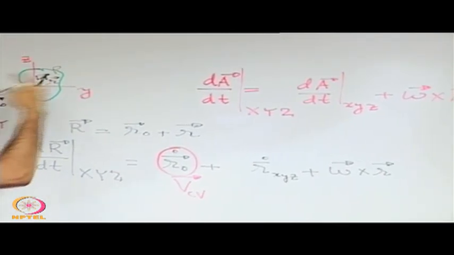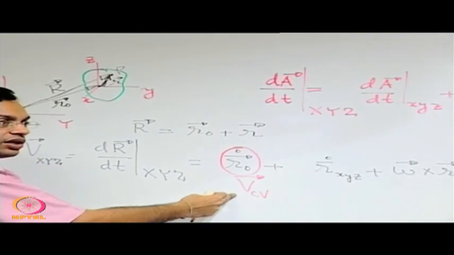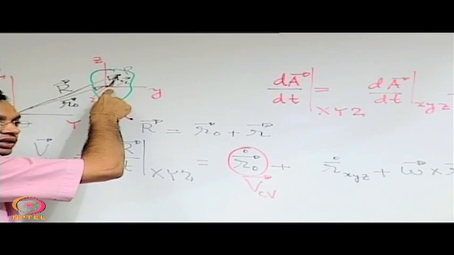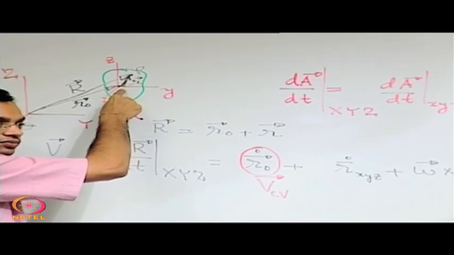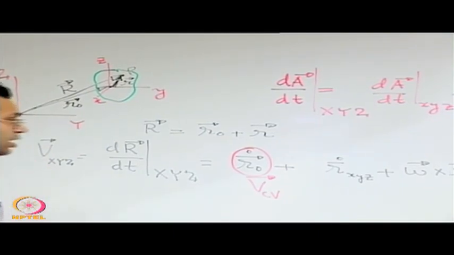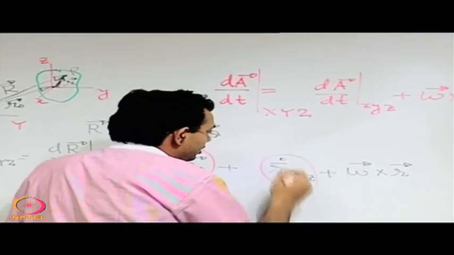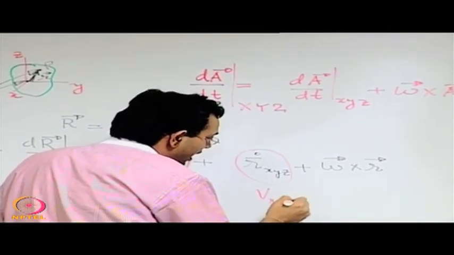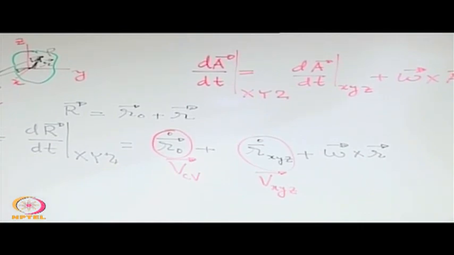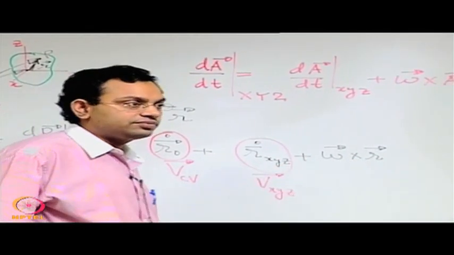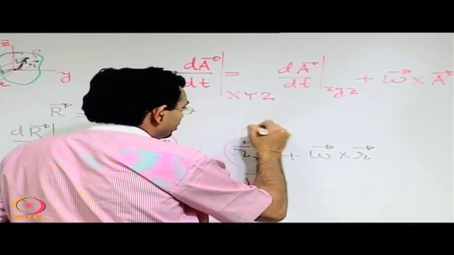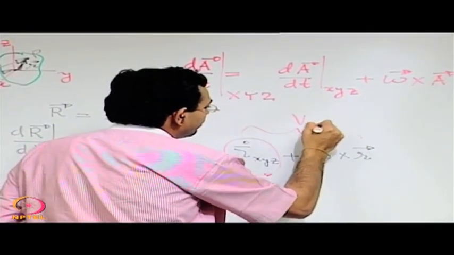The control volume has a translational velocity, because this is the time rate of change of the position vector of the origin of the reference frame describing the control volume. And this is the velocity as visualized from the reference frame small xyz, and this is of course omega cross r. So, these two terms together may be thought of as a relative velocity.